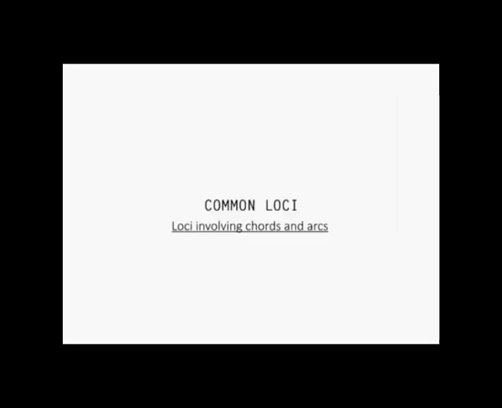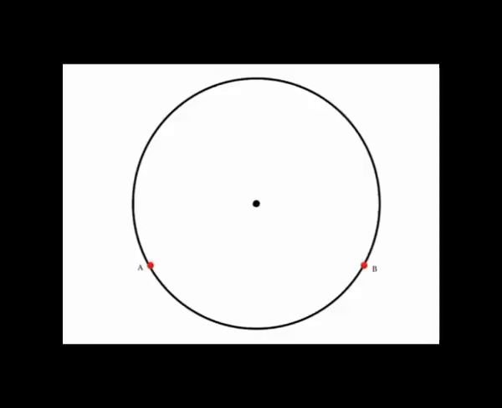Next, locus involving chords and arcs. Now, consider this circle on your screen. A and B are random points on the circumference. A line joining A and B is a chord. The chord subtends an angle A at the center. Find the locus of a point P such that angle APB is equal to a half angle A.